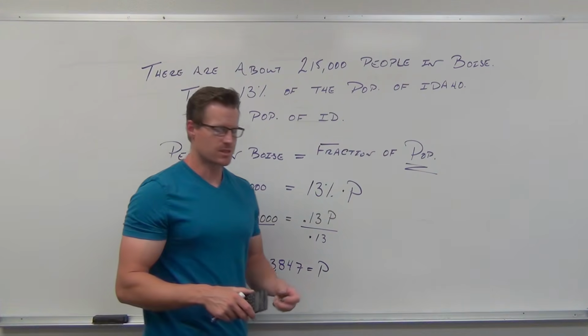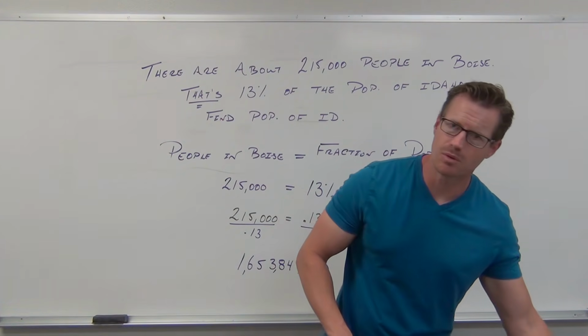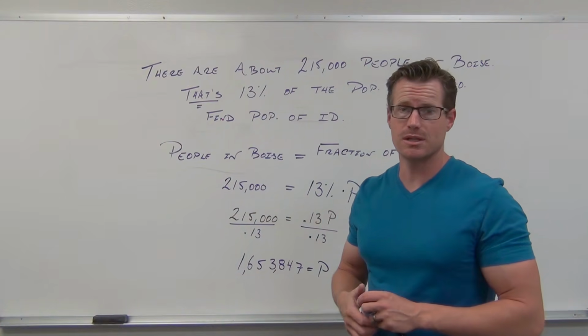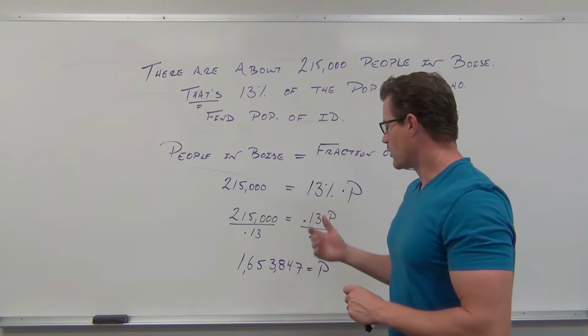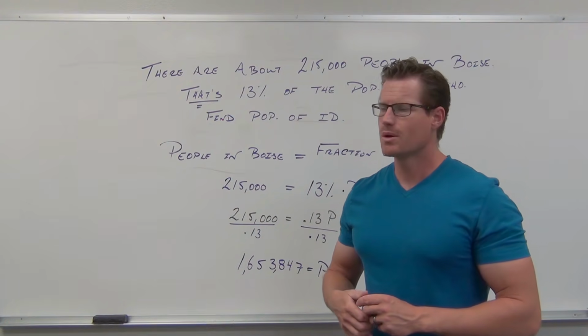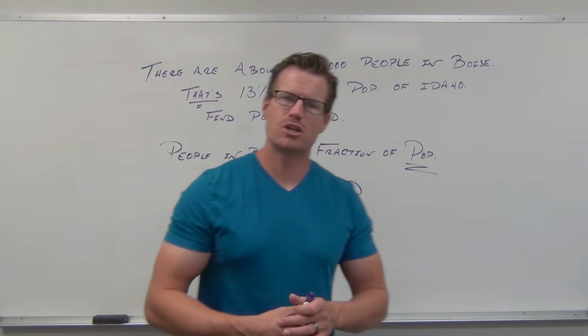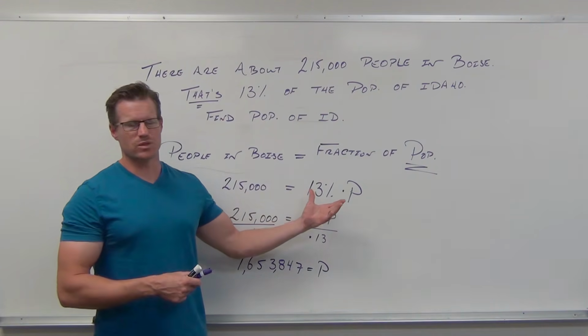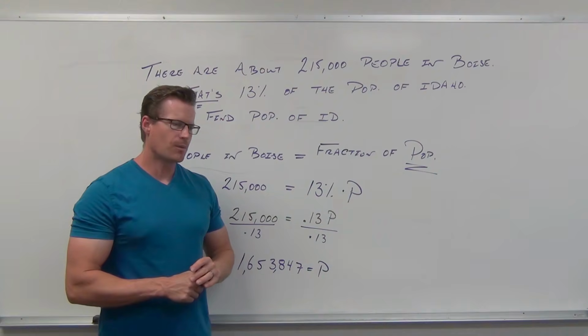So I heard it on the news, said, hey, Boise's got 215,000 people. That's about 13% of the state of Idaho. Let's go backwards and figure out what the state population is without having to use Google. About 1.65 million people. So that's the idea. Just one more illustration about how we can use a verbal model to fill out a word problem that deals with some percents here. So I hope that's clear for you.